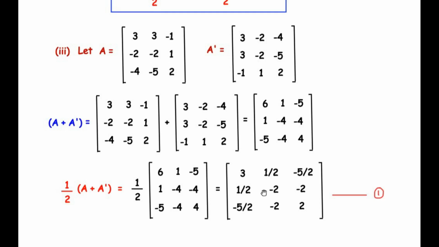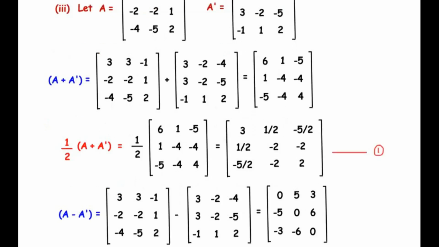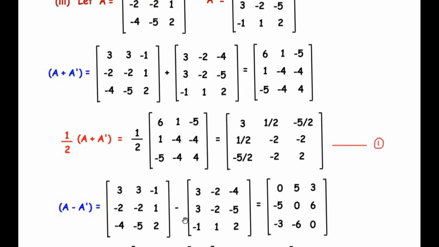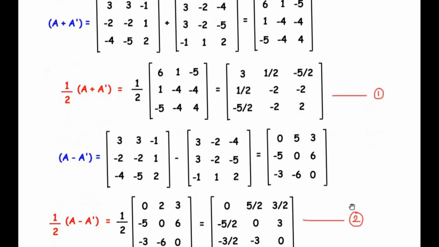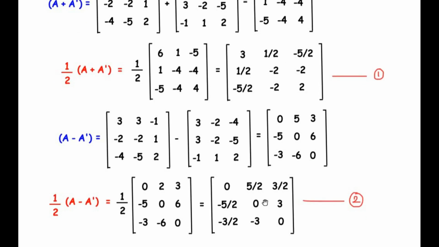So you can pause the video over here and check if you have got the same elements for 1 over 2 times A plus A transpose. Now the next step is finding out A minus A transpose. So here we have written A minus A transpose. So these are the elements we get after subtracting these two matrices. Now taking 1 over 2 times A minus A transpose, we get these elements, that is 1 over 2 multiplies with each element of this matrix. So you can pause the video over here as well and check the elements you have got for 1 over 2 times A minus A transpose.